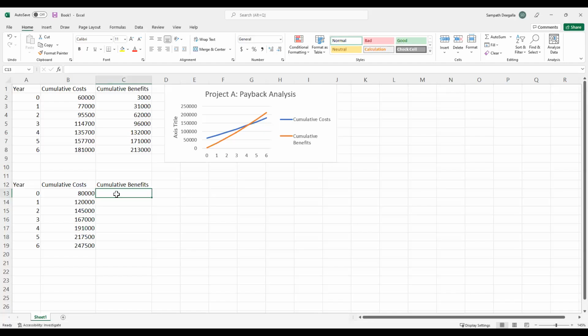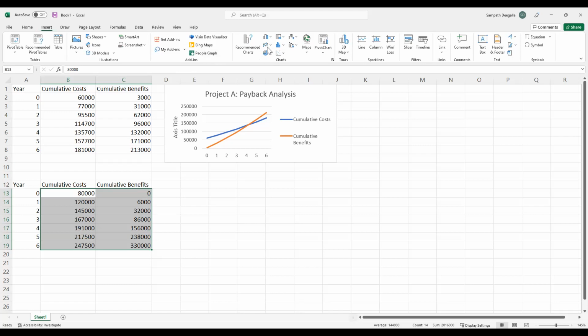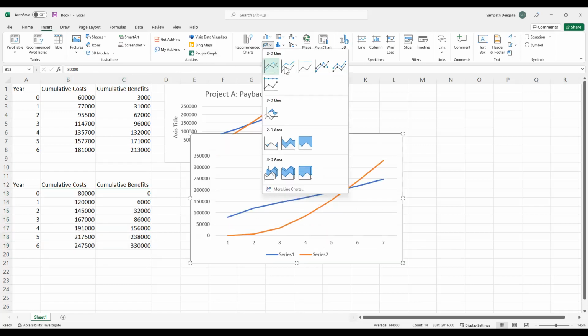Right, cumulative benefits. You don't have any benefit for the first year, then we have 6,000. Then we have 26,000, 54,000. Sorry, it should be 32,000. And then 86,000. 156,000. 238,000. And finally 330,000. Yes. So the steps are, I'm going to select the data area first, go to insert, then I will take line plot.